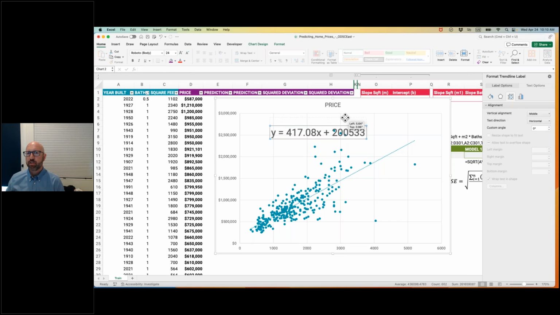And this is the equation of that line. So it says y, so y is our price, equals 417x, where x is my square footage, plus $200,000. So let's interpret what this means. The first thing it's saying is it's $417 on the slope. What this is saying is that every square foot I add to my property, I can add $417 to the price.